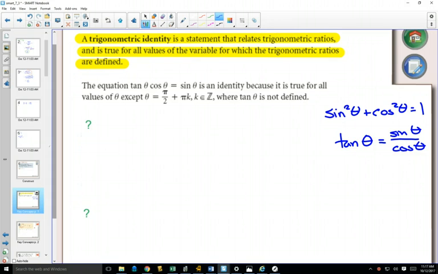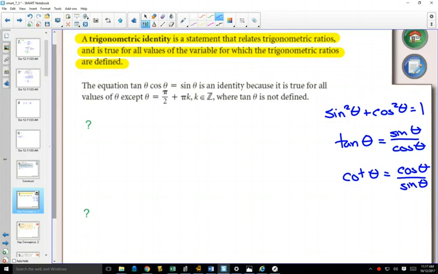And so what's going to happen with our identities unit is we are going to take the identities we already know. Sine squared plus cos squared equals 1. Tan is sine over cos. Cotangent is cos over sine. We're going to take the ones that we already know.